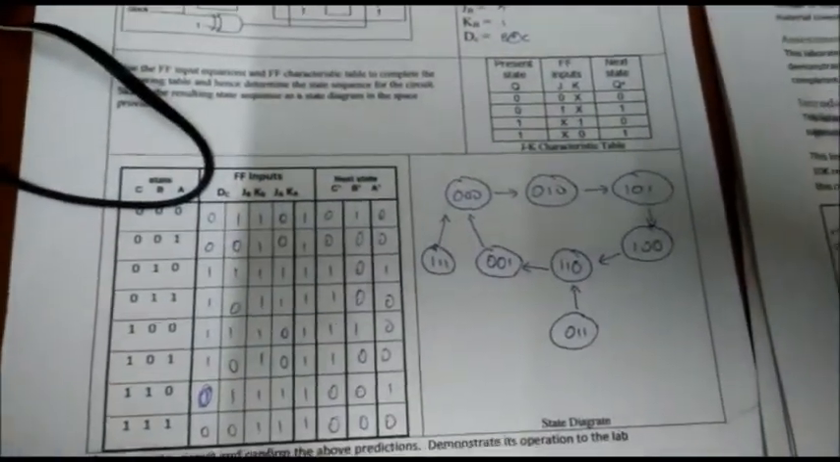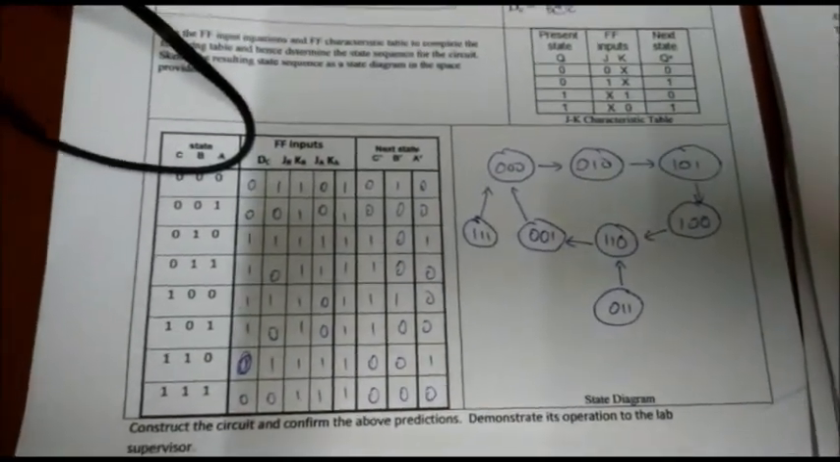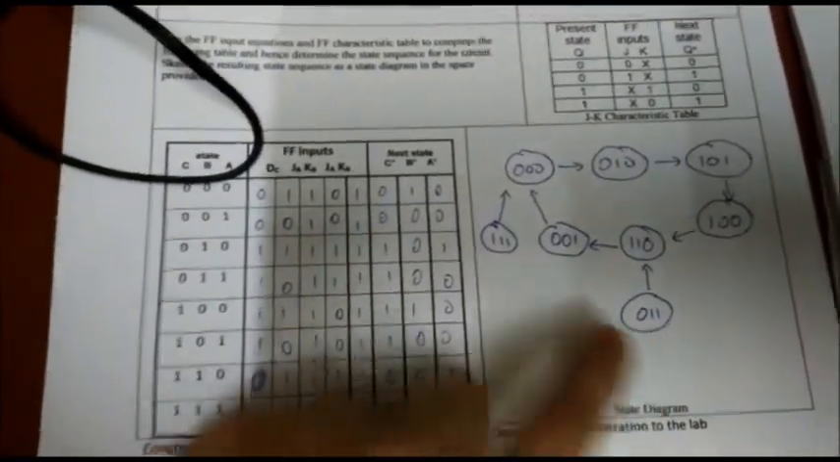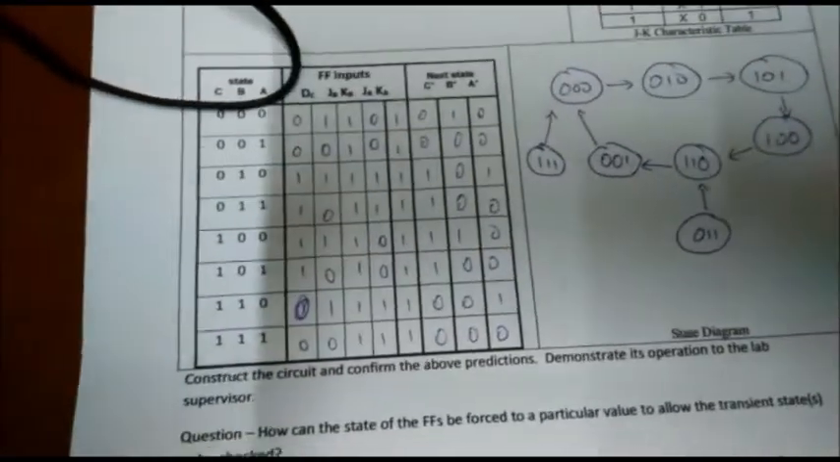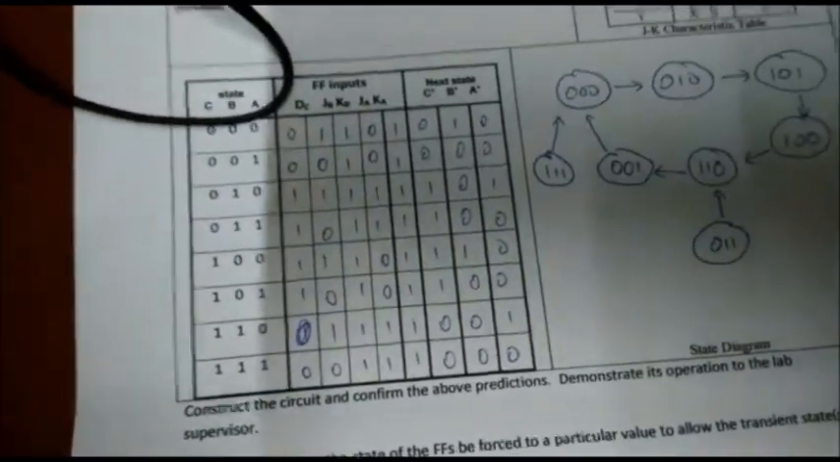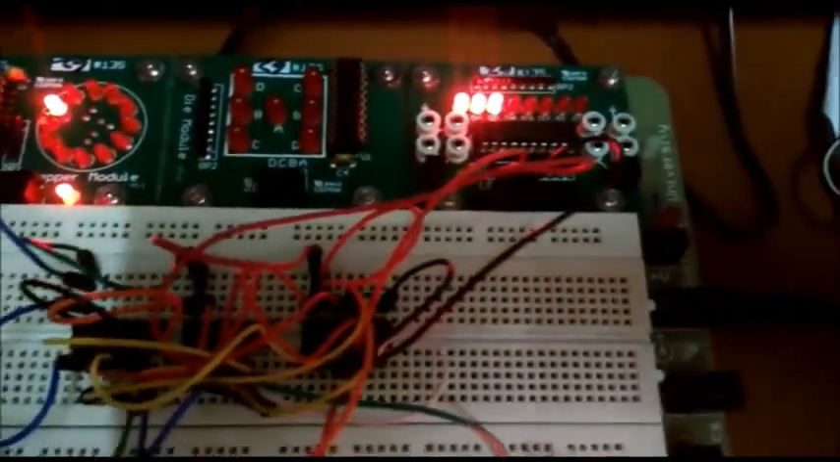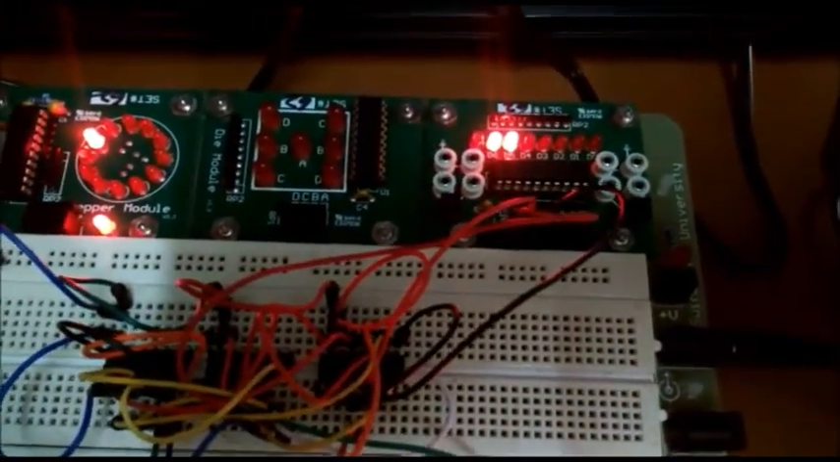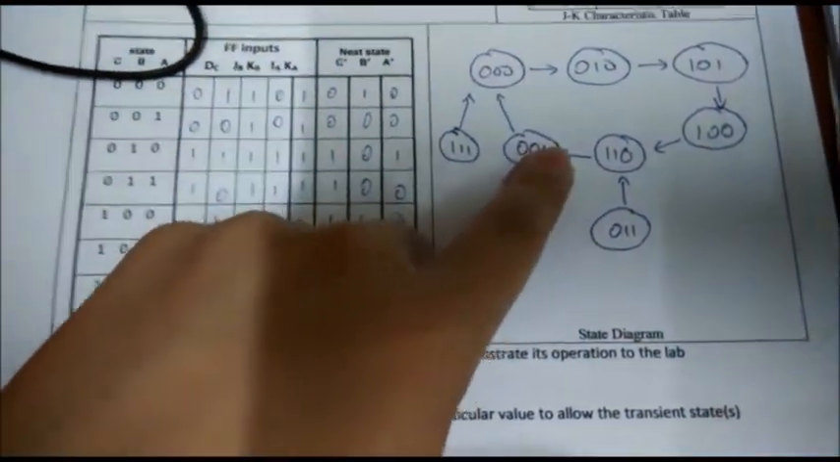Continue to the previous part, transient state. So like I mentioned before, there are two transient states, 0, 1, 1 and 1, 1, 1. So if we give them a particular value, either 1 or 0, we can allow the transient state to be checked. So this is the 1, 1, 1 and 0, 1, 1 transient state here. So if we give KB equal to 0, 0, 1, 1 will go to 1, 1, 0. 0, 1, 1 goes to 1, 1, 0. Same thing for 1, 1, 1 to 0, 0, 0.